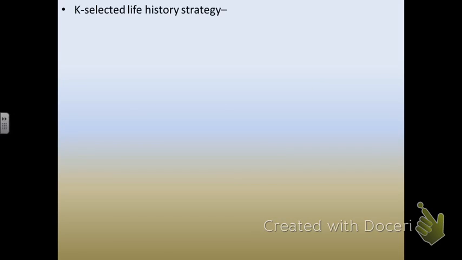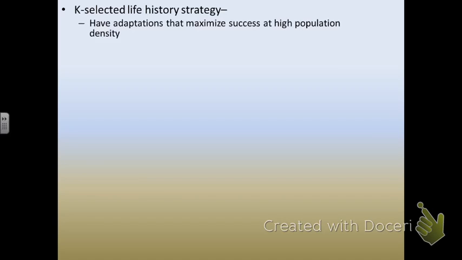Okay, so we can classify different types of populations as either being K-selected or being r-selected. Now, there certainly are populations that fall somewhere in between these two, but we can subclassify some of these things. So K-selected life history strategy: think K is carrying capacity. These organisms are going to have adaptations that allow them to survive very well when that population is at carrying capacity.